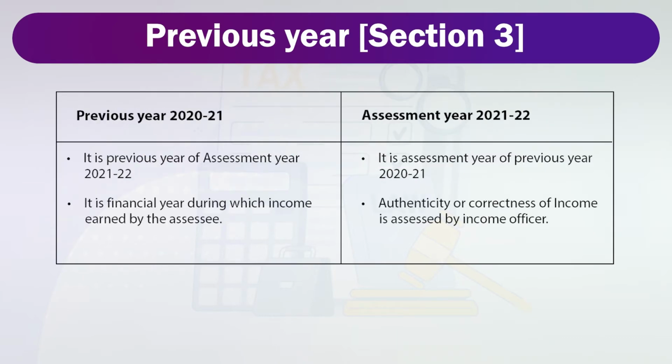For example, previous year 2020-21 is the previous year of assessment year 2021-22, and assessment year 2021-22 is the assessment year of the previous year 2020-21. Previous year 2020-21 is the financial year during which income is earned by the assessee, and in assessment year 2021-22 the authenticity and correctness of income is assessed by the income tax officer.